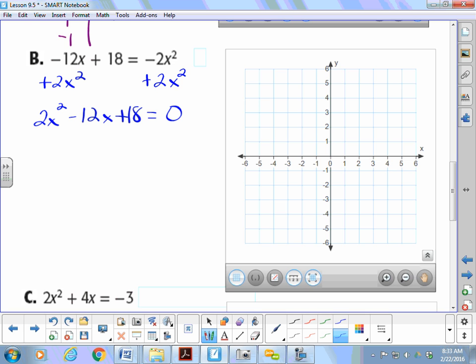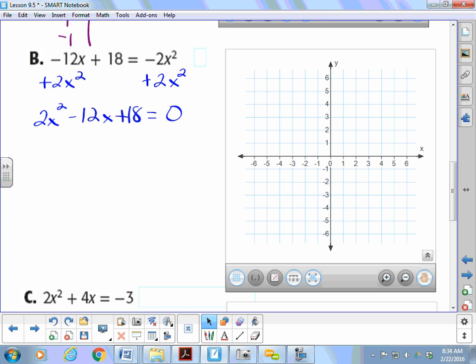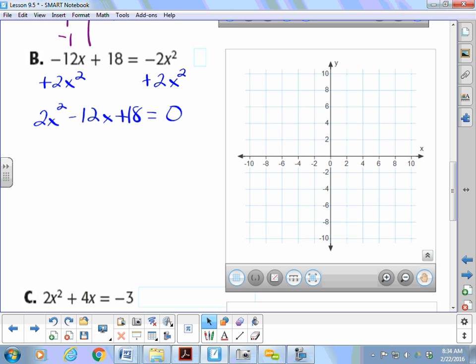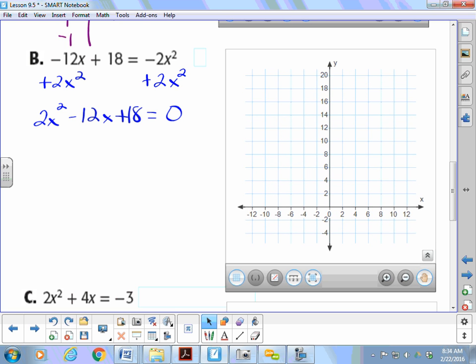Where's the y-intercept? It's right there. Okay, positive 18, right? So I've got some work to do on my graph here. I have to change this a little bit. There we go. So we know it opens up. We know the y-intercept is going to be positive 18, so I'm going to put a dot there at positive 18.